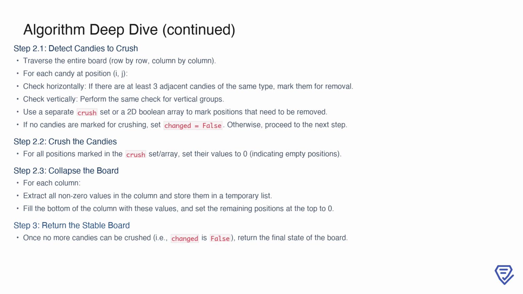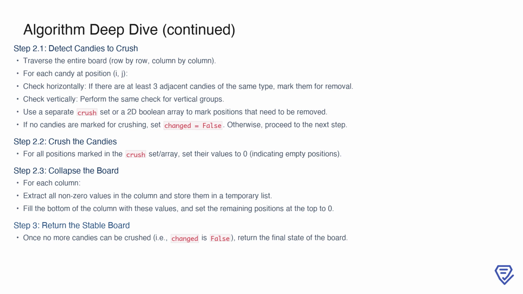For every candy at position i, j, we check horizontally to see if there are at least 3 consecutive candies of the same type, and then perform the same check vertically. Any positions meeting this condition are marked for removal, using either a set or a 2D Boolean array to track them. If no candies are marked for crushing during this step, we set changed to false, signaling that the board is now stable. Otherwise, we move on to the crushing step.